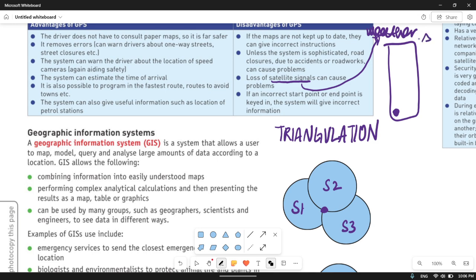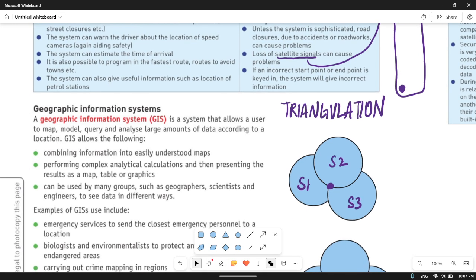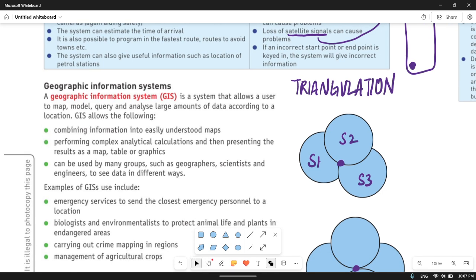I'll just write delta for changes. If an incorrect start point or end point is given in, the system will give incorrect information. Right? So that was about GPS.